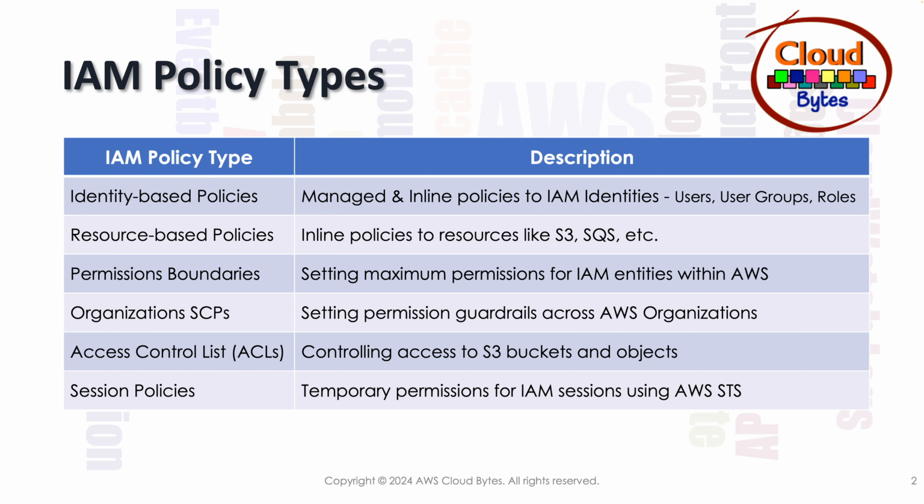ACLs or access control lists. These are used for controlling access to S3 buckets and objects within those S3 buckets. Session policies. These are primarily focused on granting temporary permissions for an IAM session using the AWS STS. Let's look into the next slide.